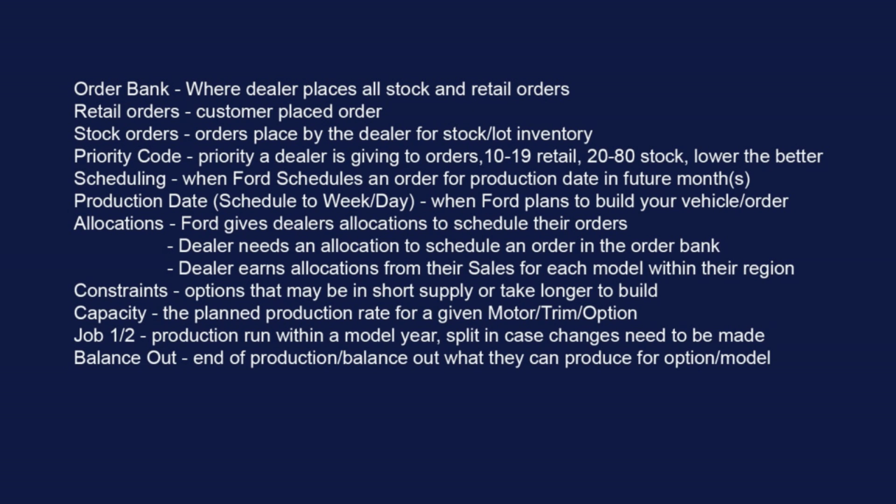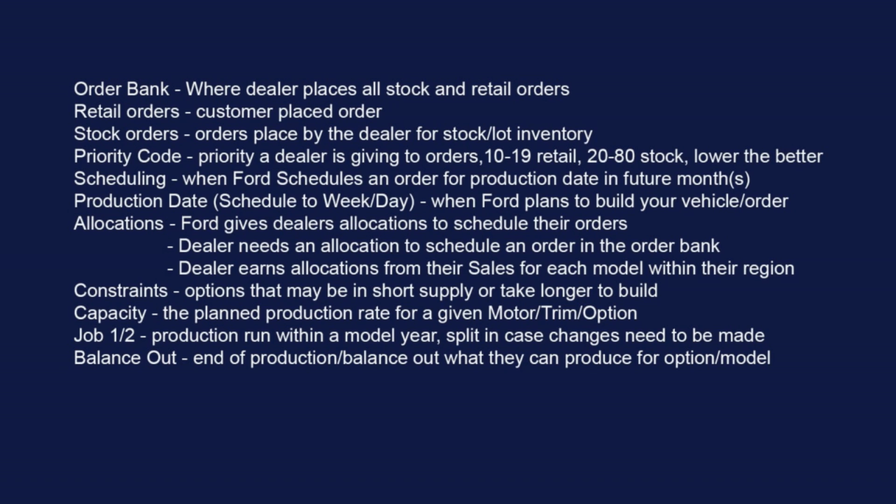Allocation. Ford gives dealers allocations to schedule their orders. So a dealer needs an allocation to schedule an order in the order bank. They won't be able to schedule that order without an allocation. A dealer earns allocations from their sales for each model year within their region. There's an allocation system based on your sales volume, and you earn so many allocations. You can lose allocations based on how much inventory you have. If they feel that, here's what you normally sell, but because of your inventory you have enough to get through, that's where, like, we had 2 months where we didn't get any Maverick allocations because we had so many Mavericks coming in. That's why we didn't get any allocations.